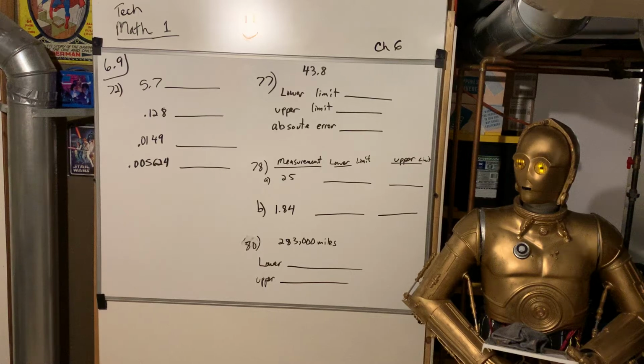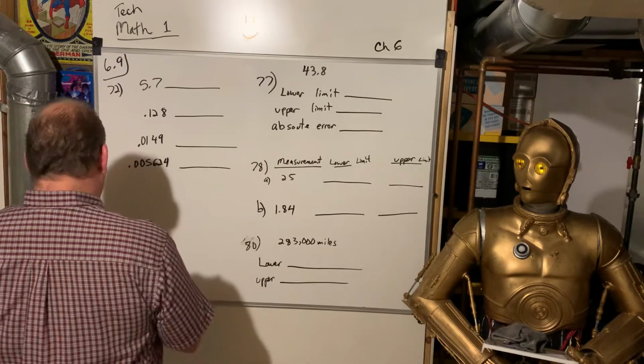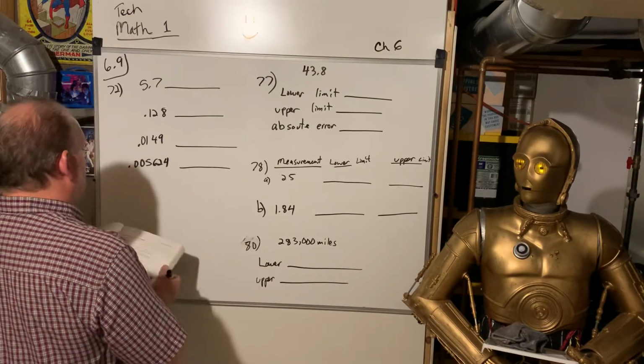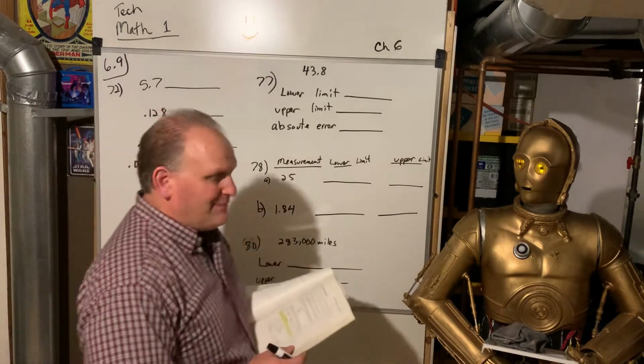All right, we're back. This is Techmath1. We're looking at chapter 6, specifically 6.9. That starts on page 263. And so we're talking about precision and absolute error.